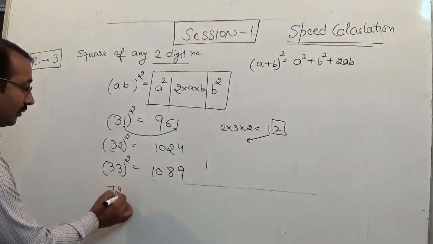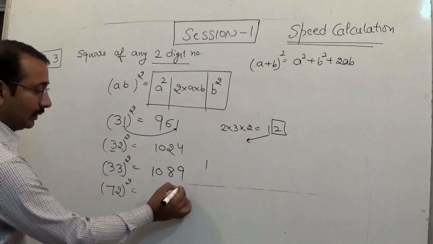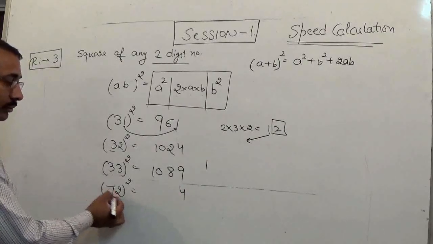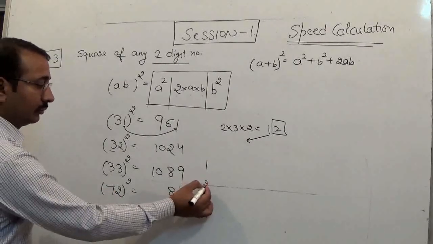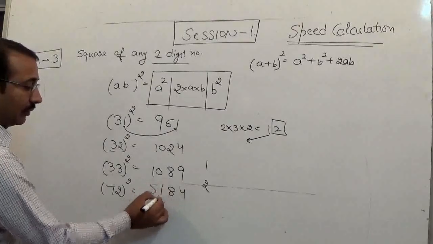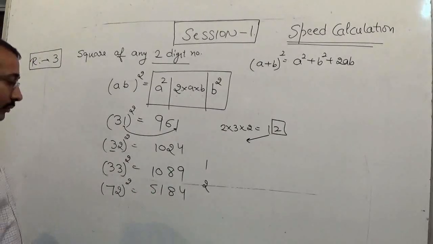I have to find the square of 72. 2 square is 4. 2 into 2, 4, into 7, 28. 8. Carry will be 2. 49 and 2, 51. This is 5184.